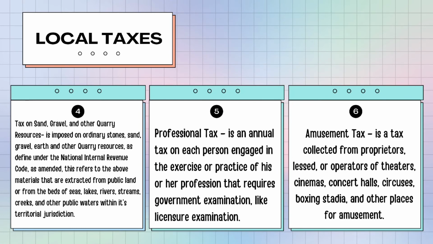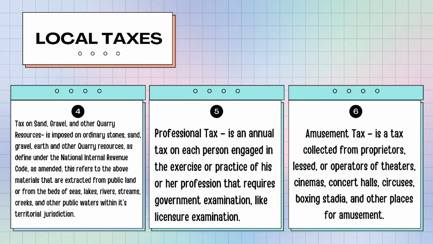Number 4. Tax on sand, gravel, and other quarry resources is imposed on ordinary stone, sand, gravel, earth, and other quarry resources as defined under the National Internal Revenue Code as amended. This refers to the above materials that are extracted from public land or from the beds of seas, lakes, rivers, streams, creeks, and other public water within its territorial jurisdiction.